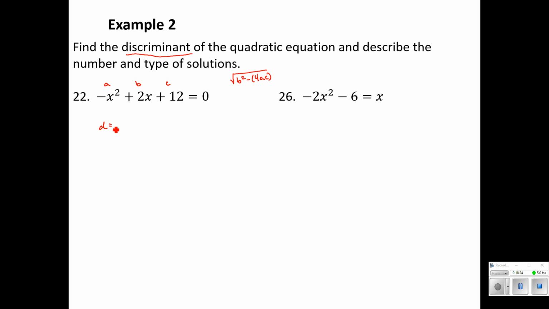So my discriminant is going to equal the square root of b squared minus 4 times negative 1 times 12. That discriminant equals the square root of 4 minus 4 times negative 1, negative 4 times 12. So that'll be plus 48. That discriminant is the square root of 52. It's positive underneath. That means we've got 2 real solutions.